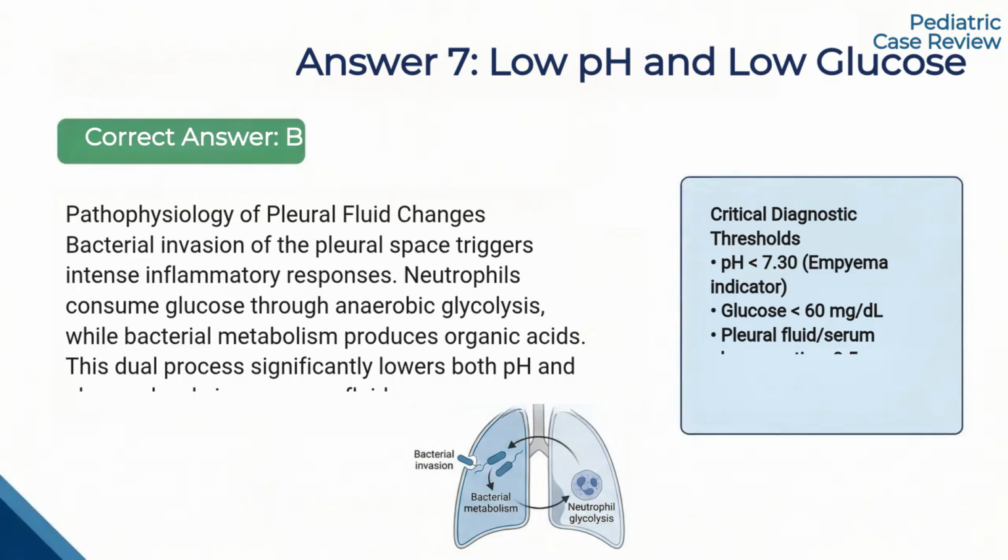fluid. The critical diagnostic thresholds to memorize are pH below 7.3 indicates empyema, glucose below 60 mg per deciliter is abnormal, and a pleural fluid to serum glucose ratio below 0.5 supports the diagnosis. Pleural fluid pH is the single most important diagnostic parameter and the best predictor of which patients need drainage.